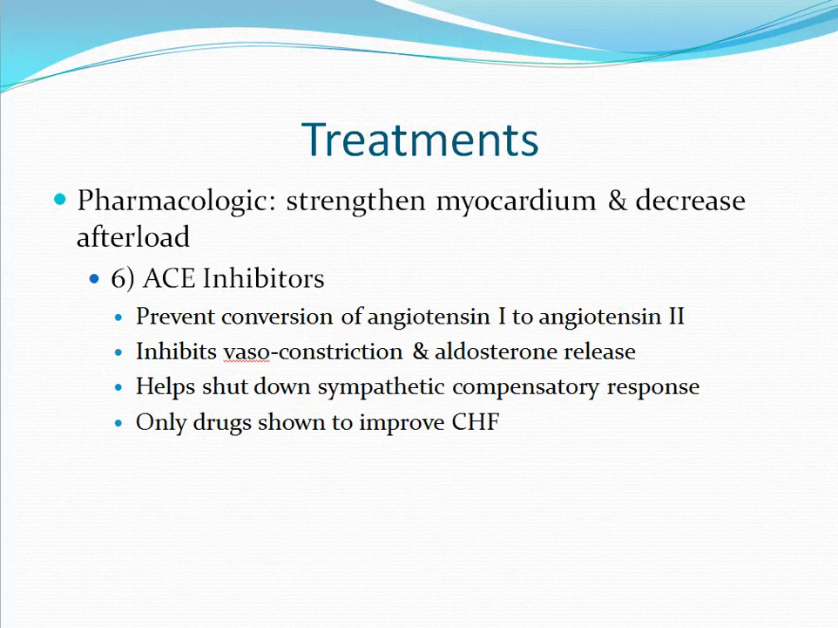The last group of drugs are the angiotensin-converting enzyme inhibitors, also known as ACE inhibitors. These prevent the conversion of angiotensin 1 to angiotensin 2. Remember, angiotensin 2 is a potent vasoconstrictor. ACE inhibitors work by inhibiting this vasoconstriction, and it will also inhibit the release of aldosterone. These help to shut down the sympathetic compensatory responses.